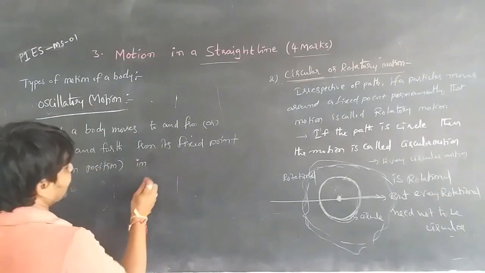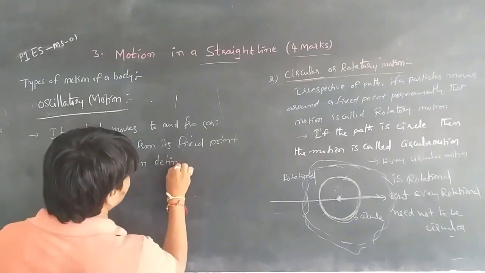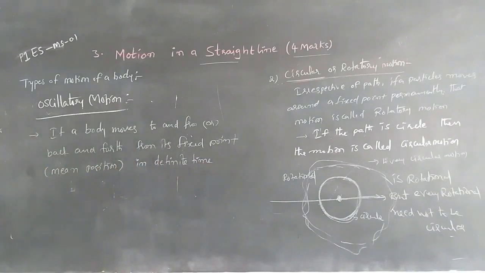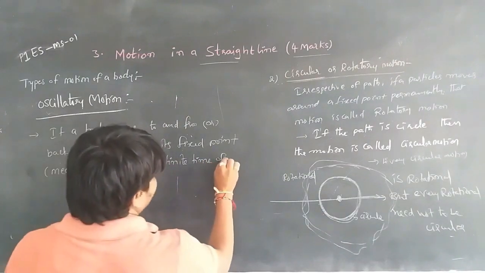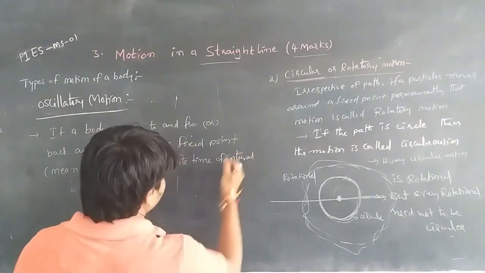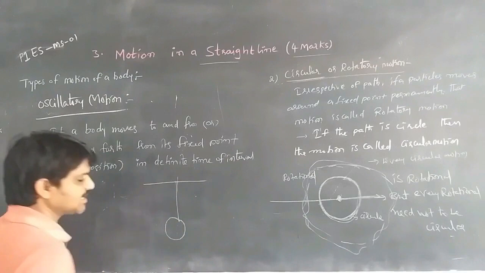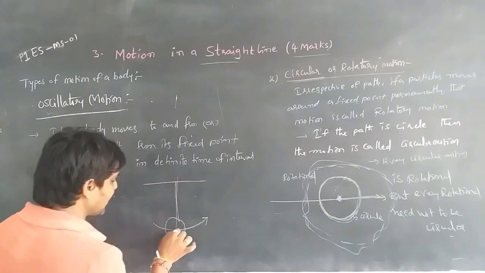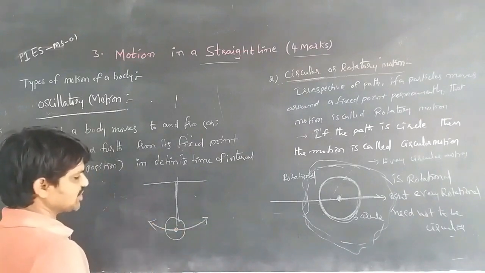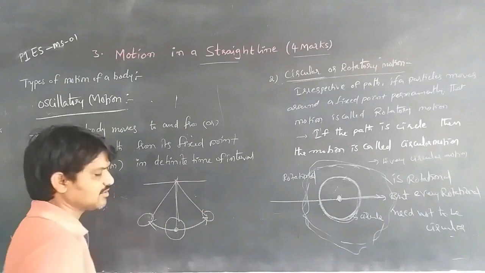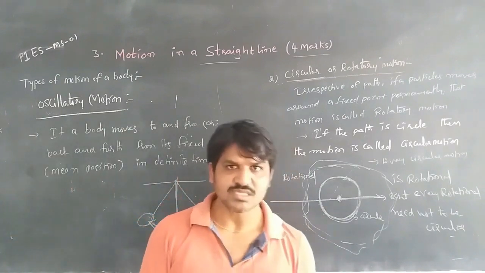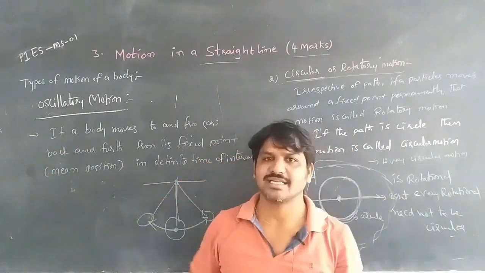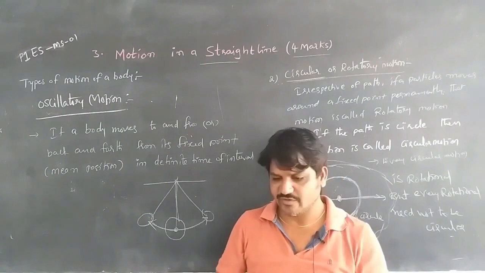This happens in a definite interval of time. Consider a suspended body: whenever it moves to and fro from its fixed position, it moves in this direction and in this direction. For example, a swing: while we are swinging, the to and fro motion is called oscillatory motion.